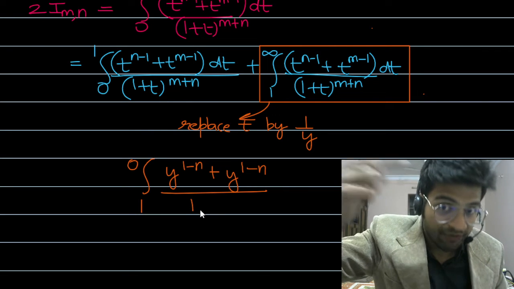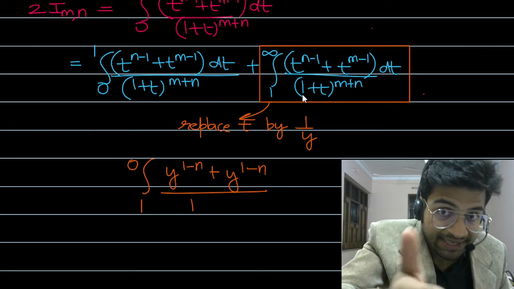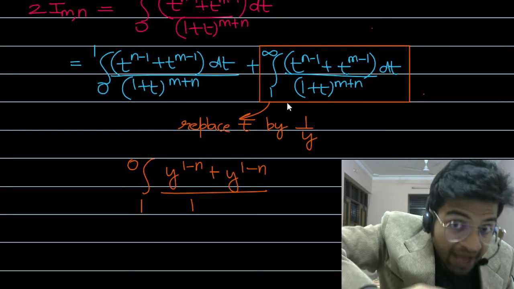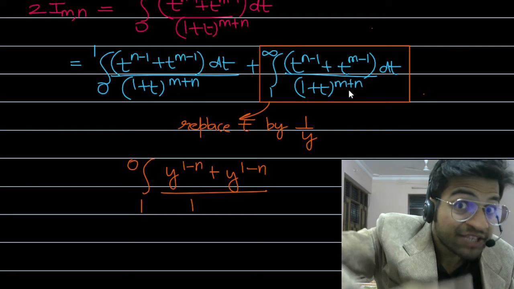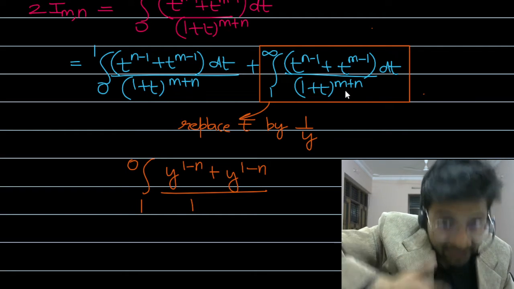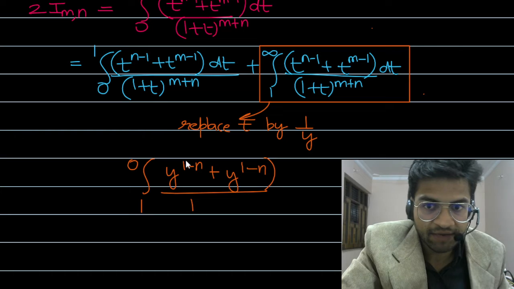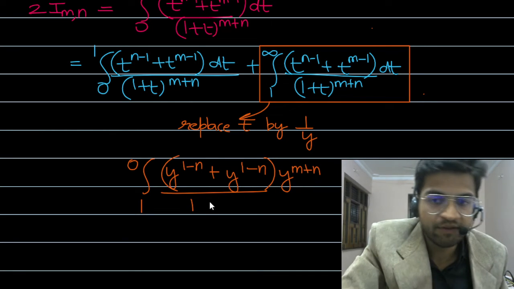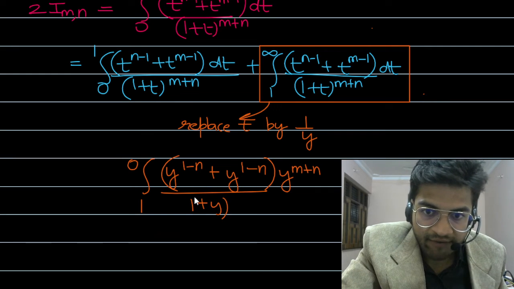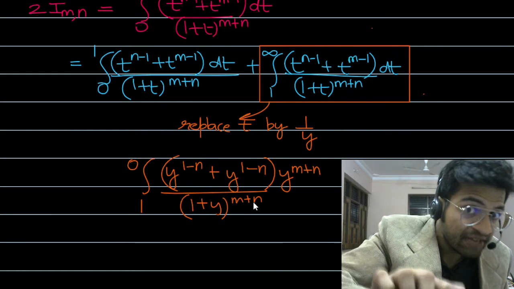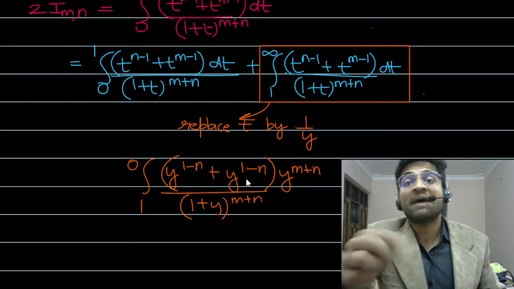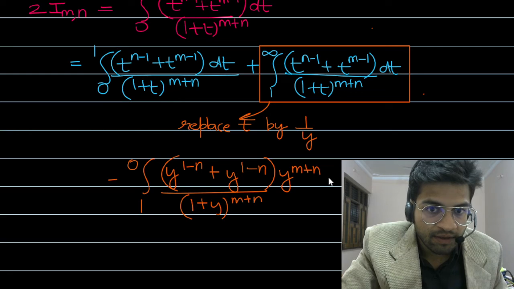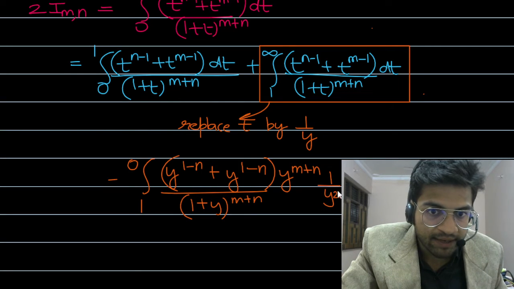The y in this particular term is 1 plus 1 by y. So that 1 by y will be raised to the power m plus n, and it will go into the numerator. It will be multiplied in the numerator in this particular manner, y to the power m plus n. In the denominator we will have 1 plus y to the power m plus n, and dt will be minus 1 by y square dy. So minus can be taken outside. We have 1 by y square dy.